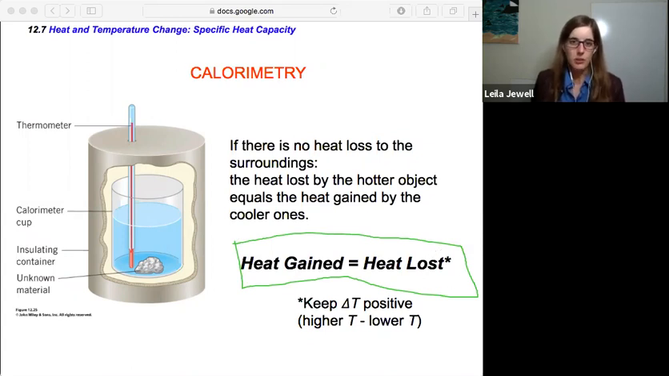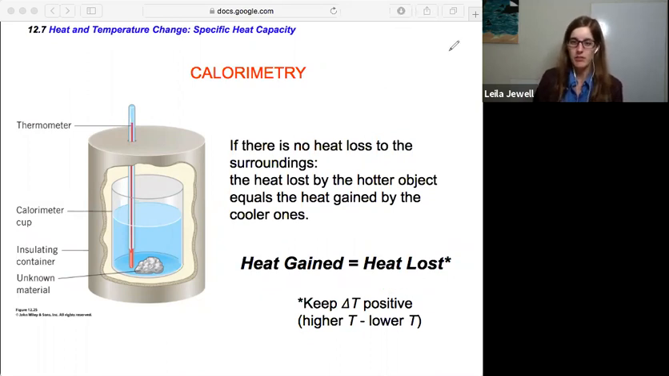One note with this equation is this assumes that all the quantities are positive. And in order for all the quantities to be positive, with the change in temperature, we're not going to just do final minus initial, because that will sometimes have a negative change in temperature if you've lost heat. We're going to always do it as the higher temperature minus the lower temperature, and that will get the algebraic signs to work out properly. So keep delta T positive if you want to use this heat gained is equal to heat lost equation, which is a great equation. It's one that I recommend using.